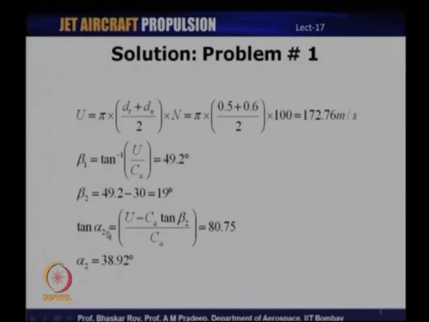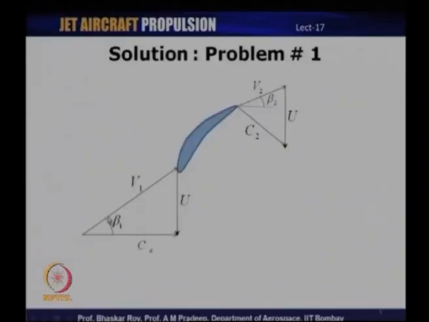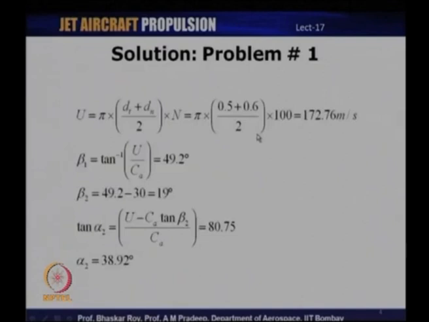So, from there we can calculate tan alpha 2, and therefore alpha 2 comes out to be 38.92 degrees. Remember that at the inlet, alpha 1 and beta 1 are the same, because there is no angle made by the absolute velocity with the axial direction, since C A is equal to C 1. So, beta 1 and alpha 1 are the same, which is 49.2. So, we have calculated all the angles: beta 1, beta 2, and alpha 2. That specifies the geometry in terms of the angles.